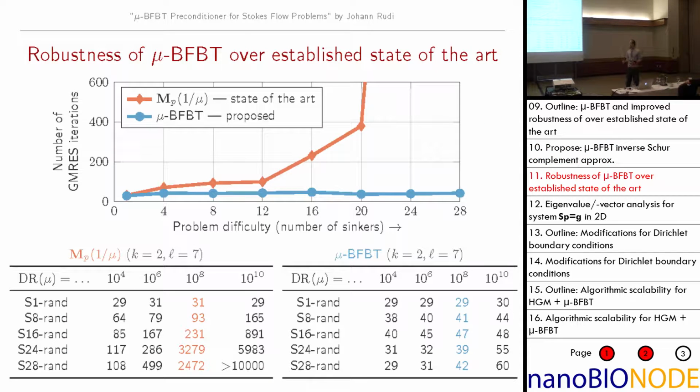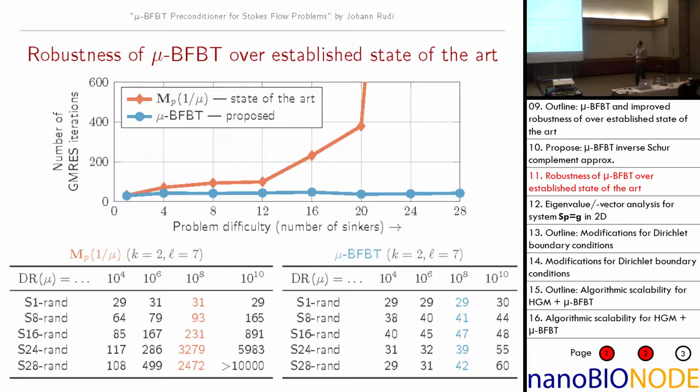Okay, here. This is the important result in terms of robustness. This is the classical approach, the mass matrix. If you just take one sinker and you increase contrast or dynamic ratio, everything seems to look fine. And actually, most often you find these kinds of tests in the literature. But looking at it from another perspective and putting in more and more sinkers, the number of iterations blows up. And the stopping criterion was 6 orders of magnitude reduction.